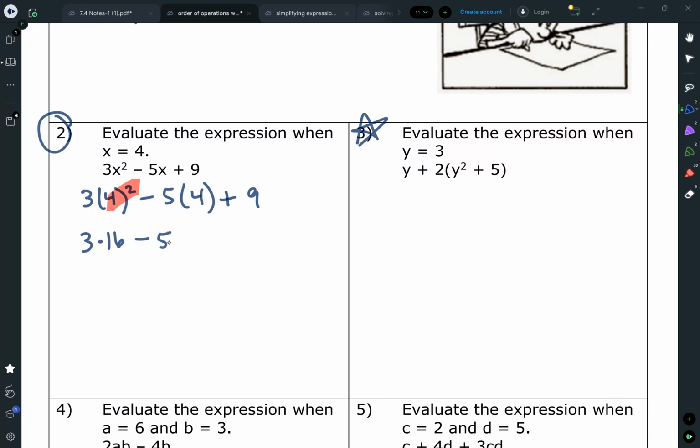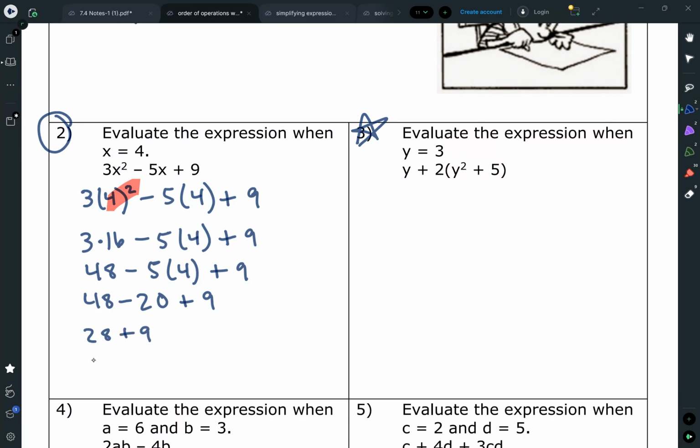And then I have minus 5 times 4 plus 9. Then I would multiply. 3 times 16 is 48 minus 5 times 4 plus 9. Then I would multiply again. 48 minus 20 plus 9. And then my last step is to add and subtract in order from left to right. So 48 minus 20 is 28, plus 9 would be 37. So now you're going to try problem 3 on your own. Go ahead and pause the video, do 3, and then you can watch me work it out really quick.